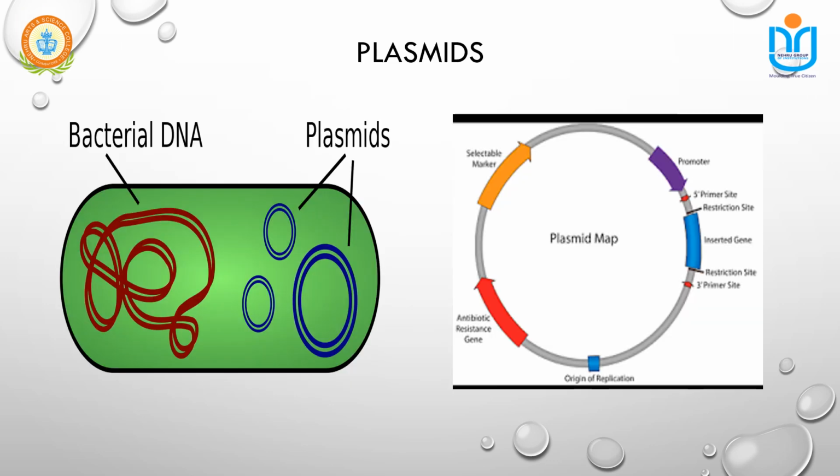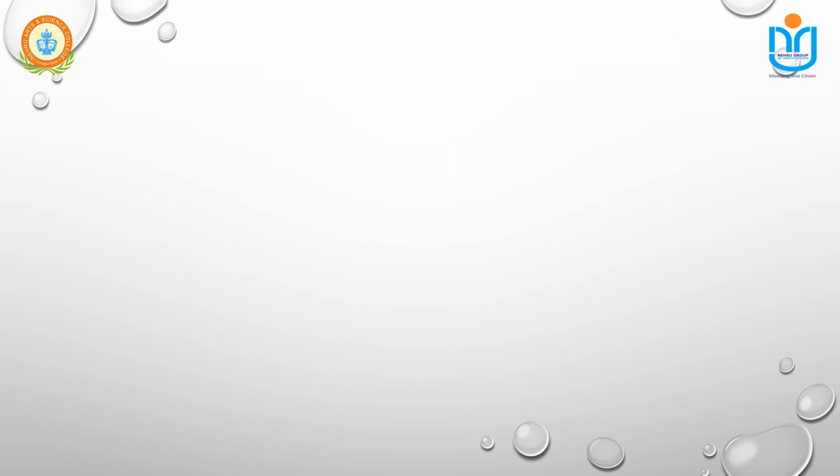Now let us see what plasmids are and how they are purified. A bacterial cell consists of three types of nucleic acid: chromosomal DNA, RNA, and plasmid.